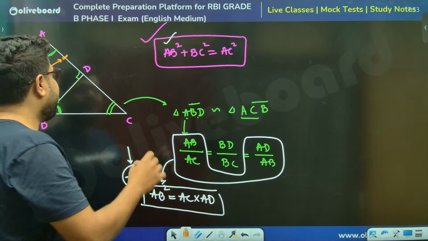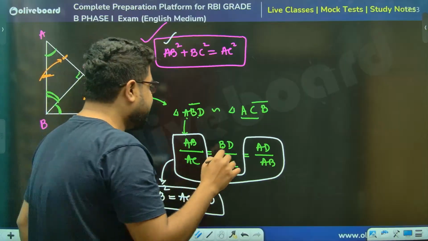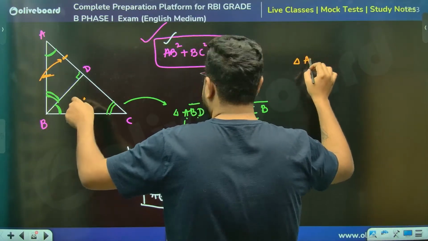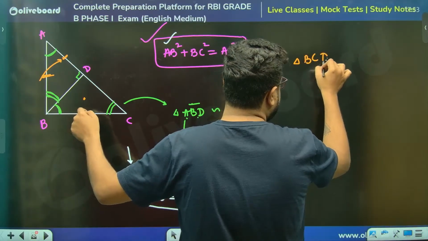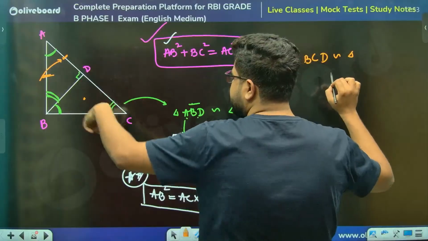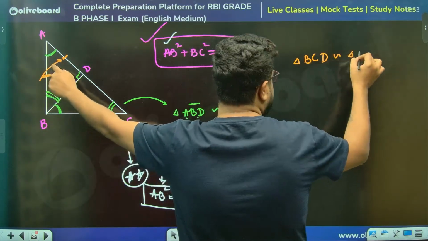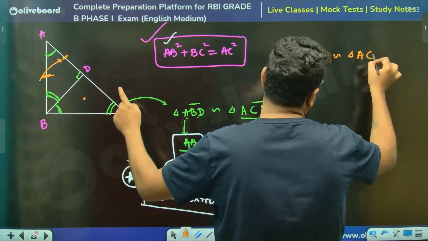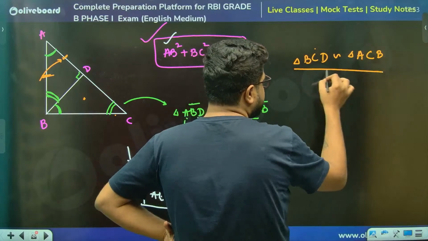Similarly, if you take this smaller triangle with the bigger triangle, I'm writing it BCD. It is similar to what? For the bigger triangle, how do I name it? Angle B of the smaller triangle is equal to angle A of the bigger triangle. Angle C of the smaller triangle is equal to angle C. This is common. So ACB. You see, I'm again showing you.